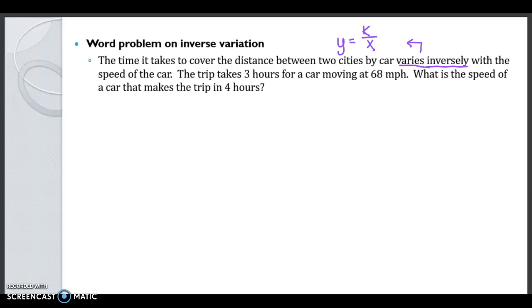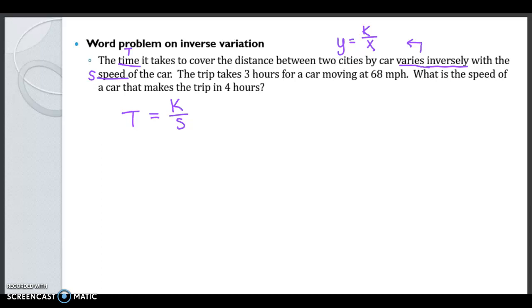We're also told that the time is what is varying inversely with the speed. So let's let time be t and speed be s. So t is going to vary inversely with the speed. So we'll have t equals k over s.